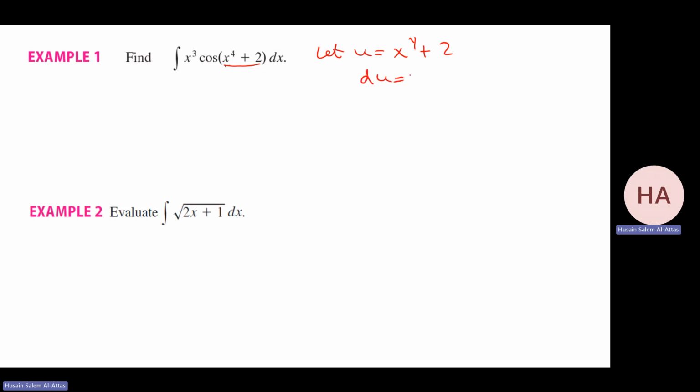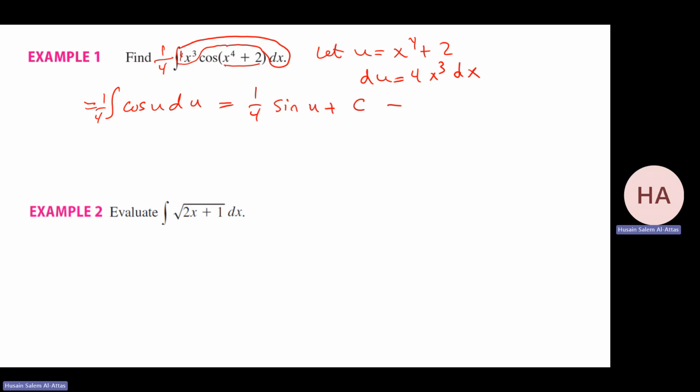I will let u be the inner part of this composite function. What will be du? 4x cubed dx. I don't have the 4, so I will put 4 and 1 over 4 outside. The constant will not make a big difference. So this dx will be my du. So that will be 1 over 4 integral of cosine u du, which is 1 over 4 sine u plus c. So it will be 1 over 4 sine of, what is u? x to the power 4 plus 2, plus c.